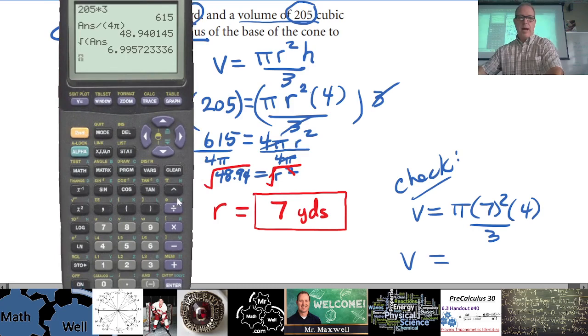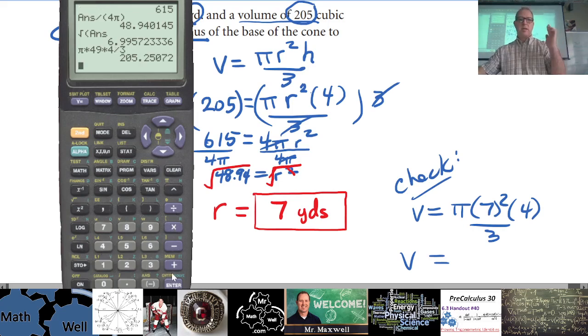So I'm going to go pi, 7 squared is 49, so I'm going to go times 49, and then times 4, and then all that divided by 3. Let's cross our fingers. Okay, 205. Now, why is it not exactly 205? Yes, because we rounded this 7 number, right? We didn't use the exact decimal. So this is going to be off just a little bit, because this is our rounded answer.